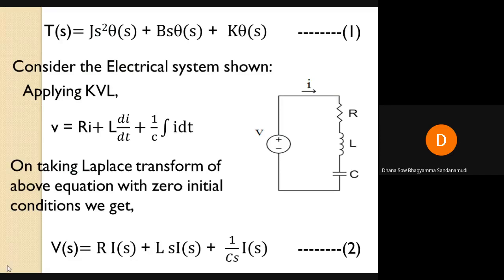Now take the Laplace transformation for this equation. For V you will get V(s). R is constant. For I you will get I(s). L is constant. di/dt can be written as s into I(s). 1/C is constant. The integral of i dt is I(s)/s.